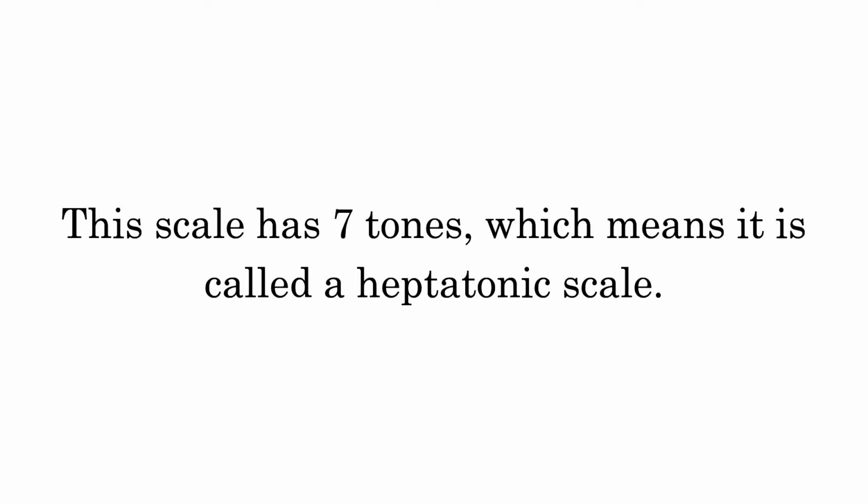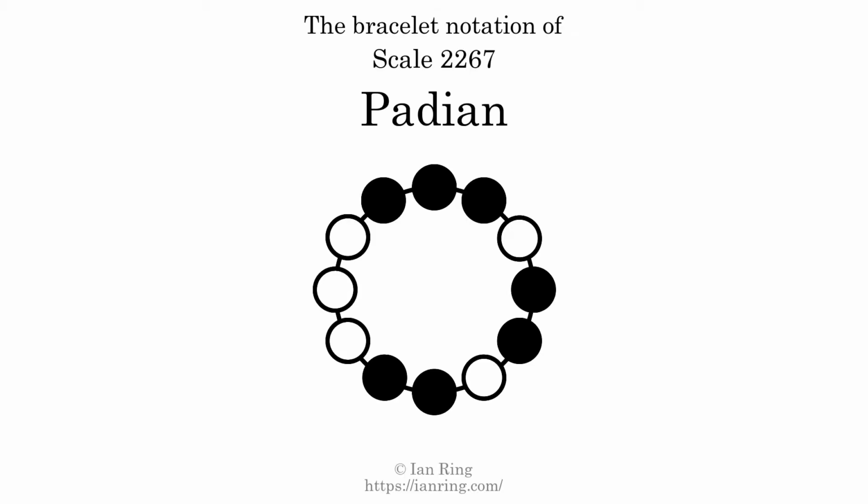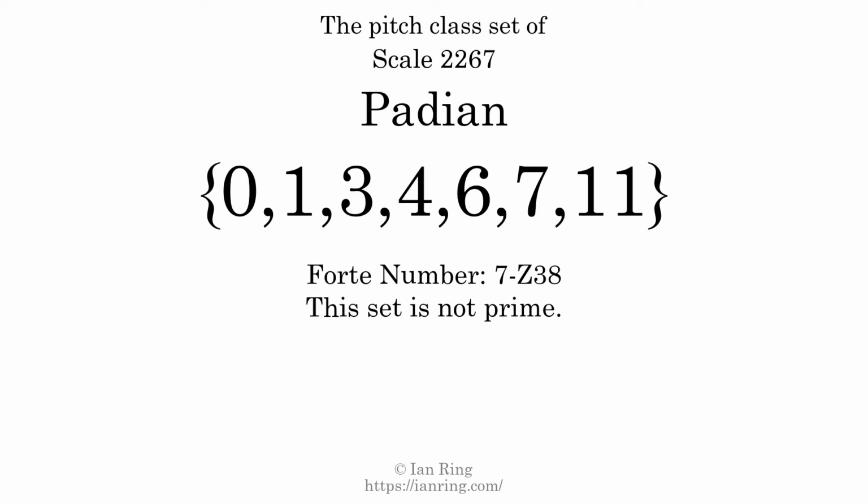This scale has 7 tones, which means it is called a heptatonic scale. This is a bracelet notation diagram of scale 2267. The shaded circles represent tones that appear in the scale, and they are read clockwise, starting at the top. The pitch class set for this scale is 0, 1, 3, 4, 6, 7, 11. The Forte class is 7Z38. This set is not prime.